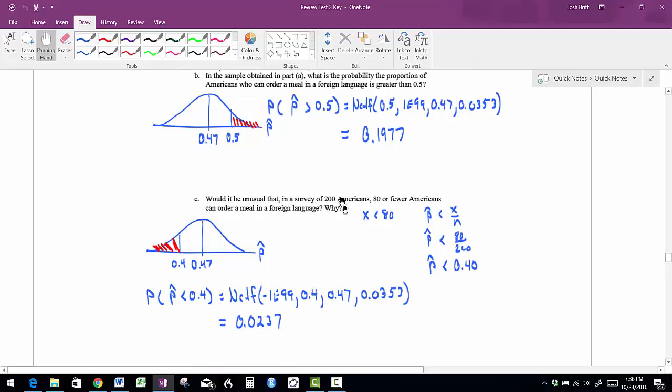80 or fewer out of the 200 means you have to convert that to a percent, because when you deal with p hat, all these numbers here must be between 0 and 1. So less than 80 out of 200 is like saying less than 40%. So 40% or less, normal CDF, mean, standard deviation.